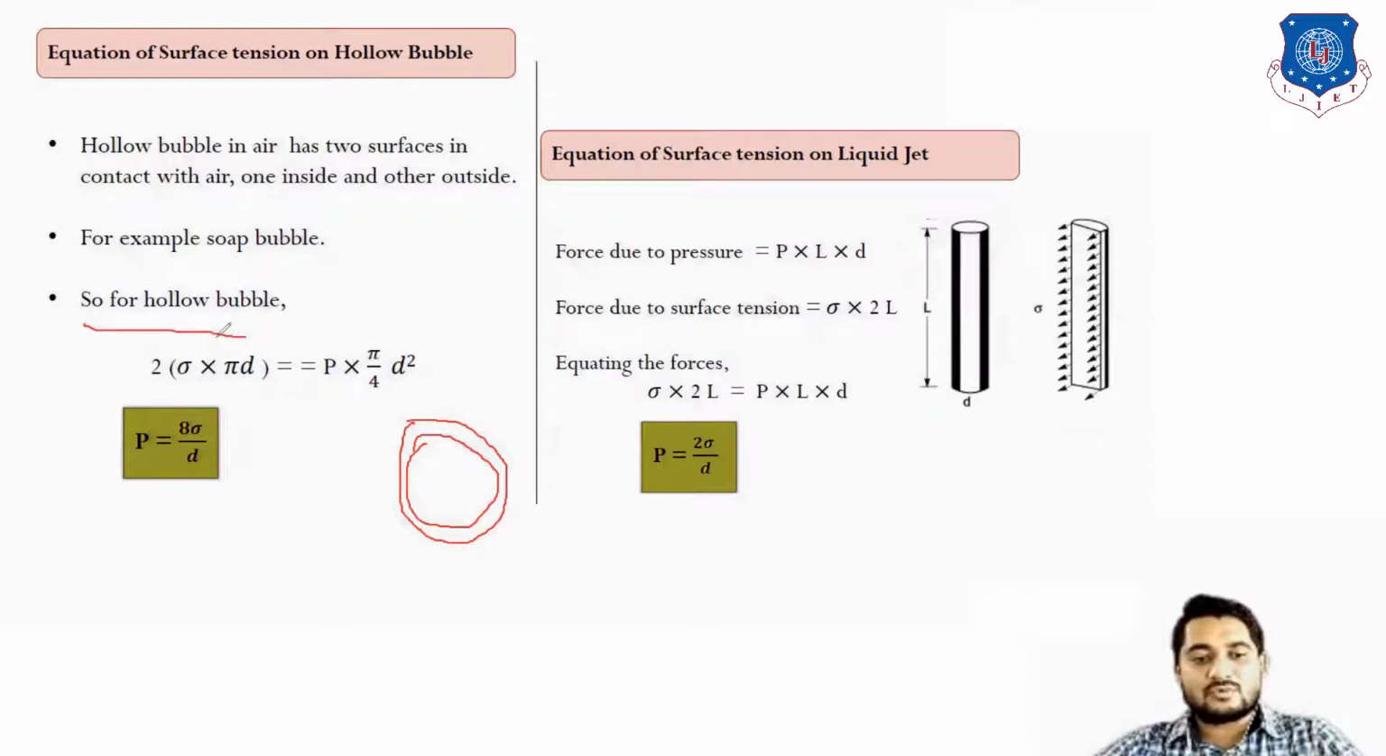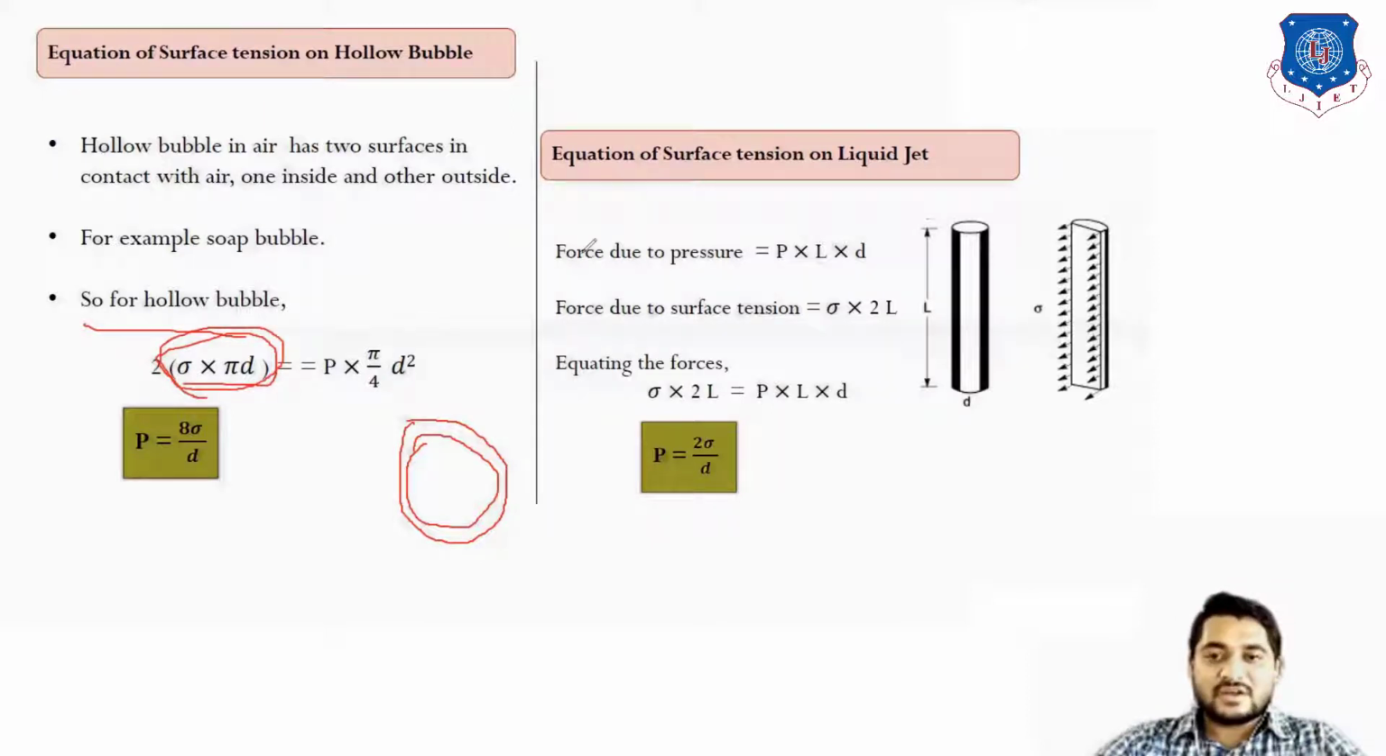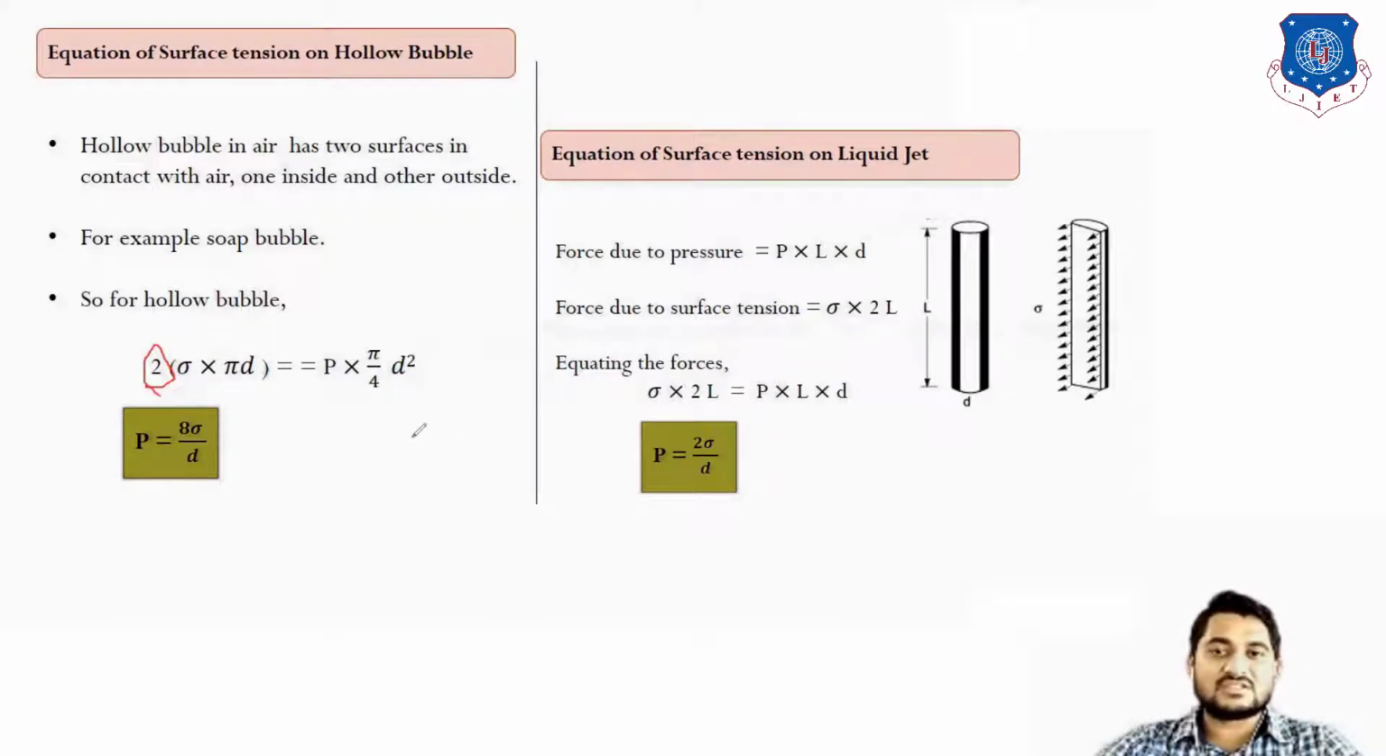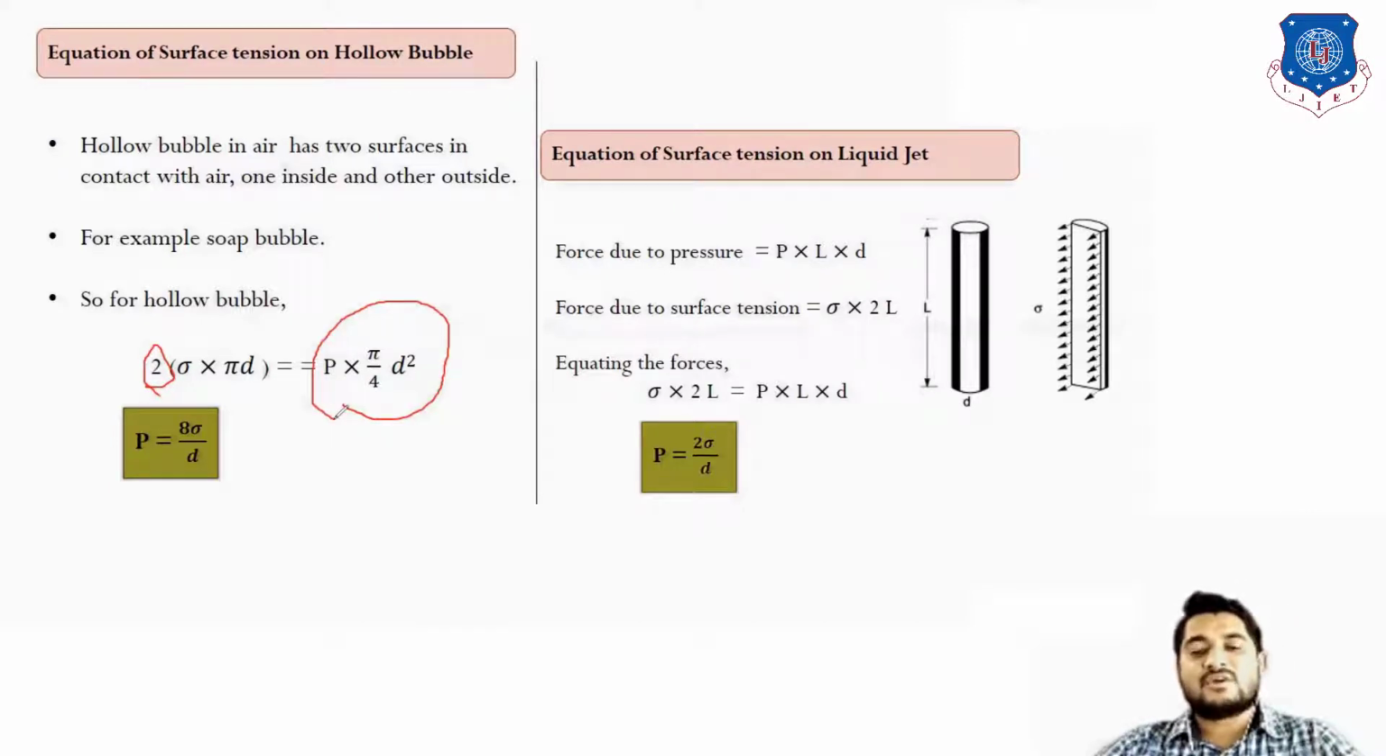So for the hollow bubble, all other conditions remain the same as for the spherical bubble. Sigma into pi d, as for a liquid droplet, and we have to multiply surface tension by 2 because there are two circumferences, is equal to the opposite side pressure force, which remains the same: pressure into pi by 4 d square. So for a hollow bubble, pressure P is equal to 8 sigma by d. Clear? Now the third case: the equation for surface tension in a liquid jet.